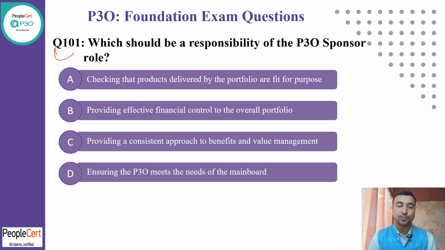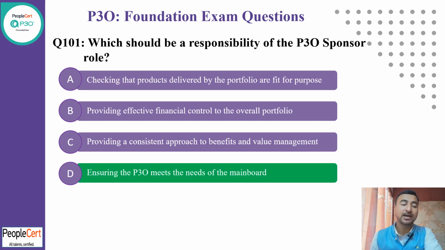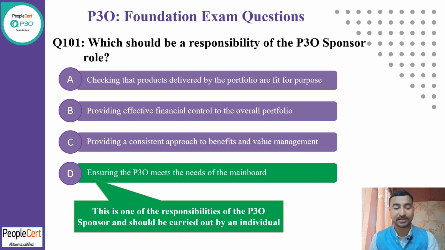Okay, so according to me, the right answer should be ensuring the P3O meets the needs of the main board, because the P3O sponsor is the one who manages the entire show. He is the one who convinced the board to invest in the P3O. So the P3O sponsor's main role is to ensure the P3O meets the needs of the main board, because based on that he convinced the board to invest, so he is the prime owner of delivering the needs of the main board. So let's see what the correct answer is. Yes, that's correct, and the rationale is also mentioned there.